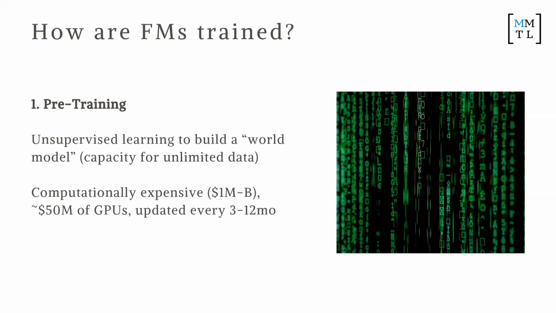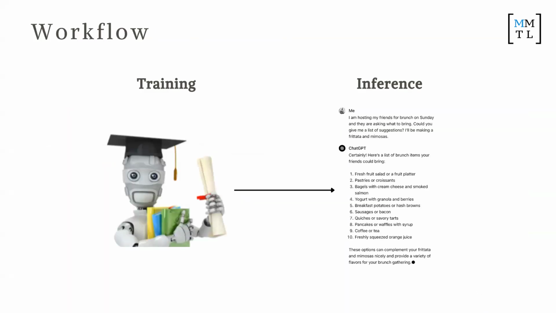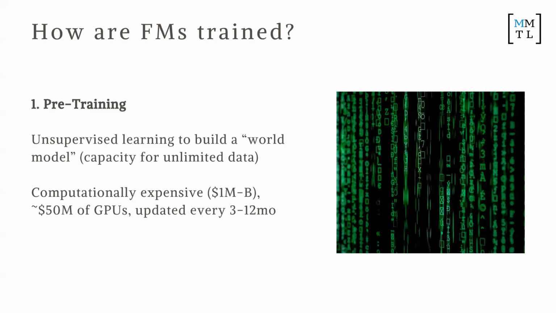So how are foundation models trained? We talked about these 2 steps here. We just talked about inference. We'll now talk about training. So training itself has 3 steps. Step number 1 is called pre-training.